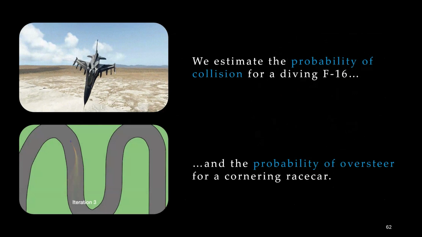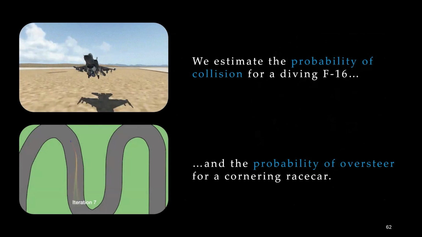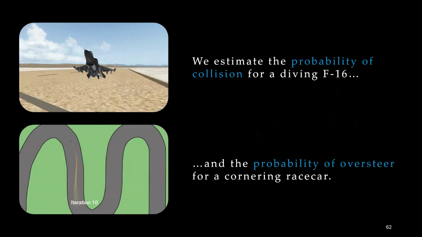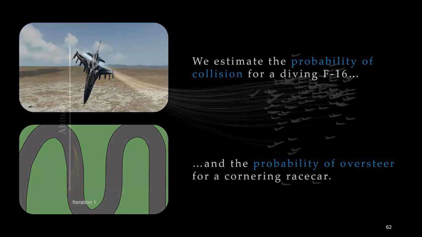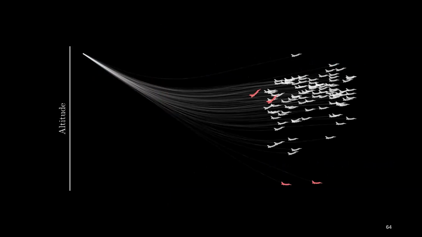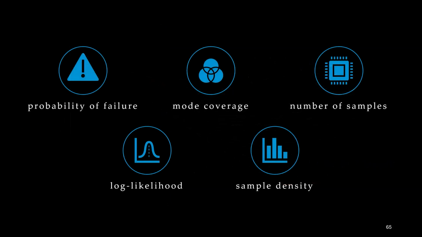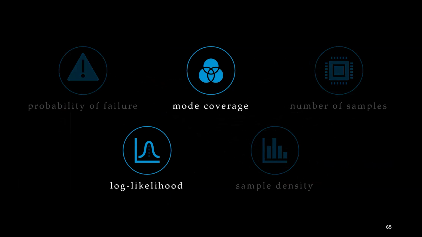And for our experiment suite here, we first estimate the probability of collision for a diving F-16, as well as the probability of oversteer for a cornering race car. And so for this F-16 task, we measure success or failure based on the end state of the aircraft. So we largely ignore the trajectory, and instead we consider failure if it collides with the ground or if it enters an aerodynamic stall. And we record a number of metrics to validate this approach. The two that I want to highlight today are log likelihood and mode coverage.